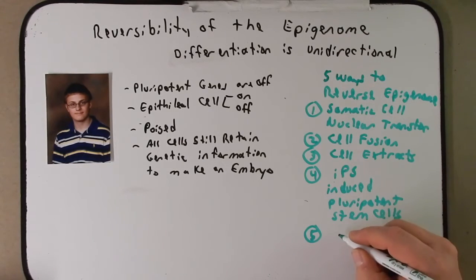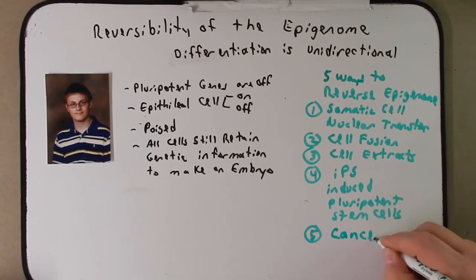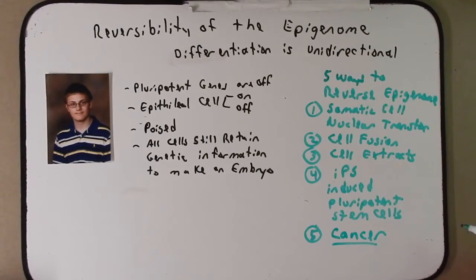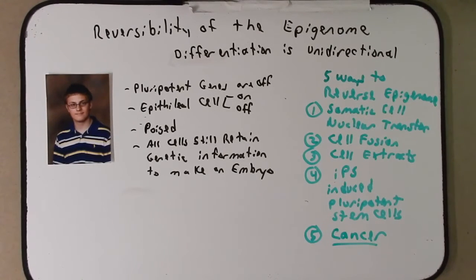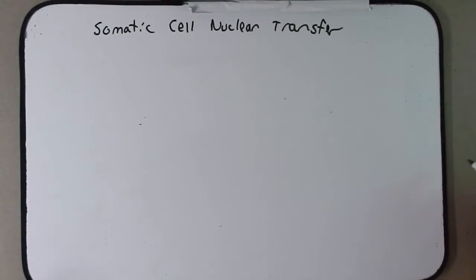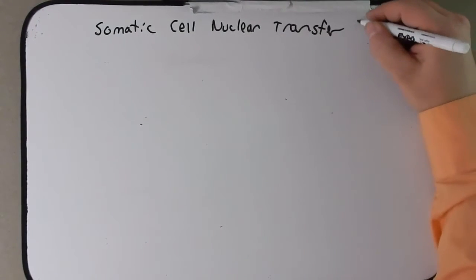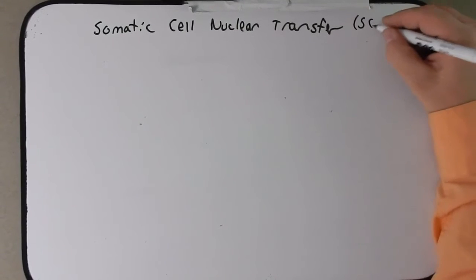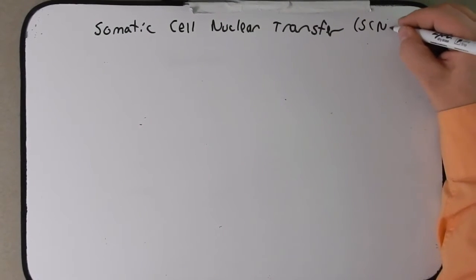But unfortunately, the epigenome can also be reversed in some forms of cancer, where a fully differentiated cell can reverse and become an undifferentiated cell and can lead to cancer. Now this we won't talk about till towards the end of the semester, so you'll have to keep coming back to hear that story. But let's move on to talking about somatic cell nuclear transfer.